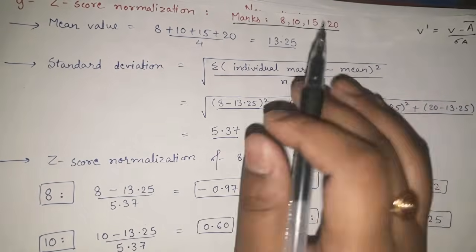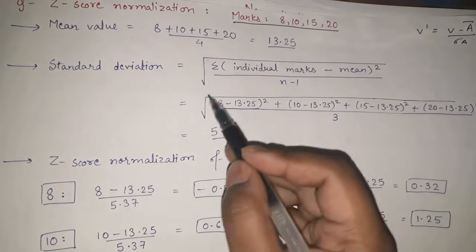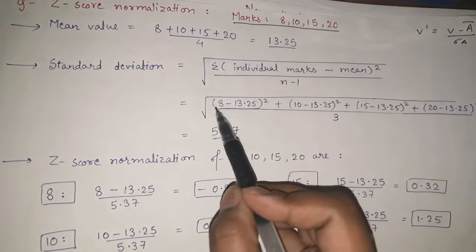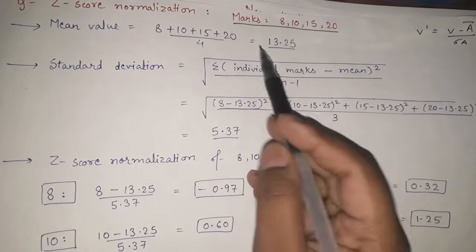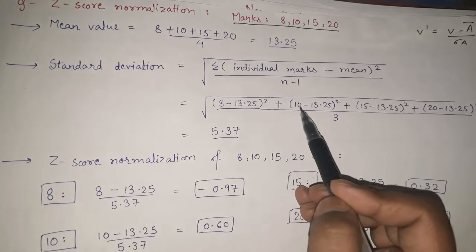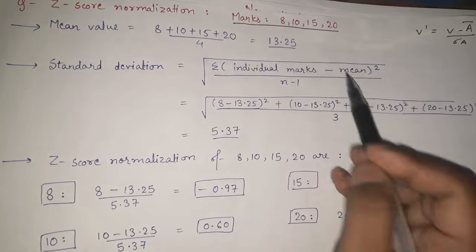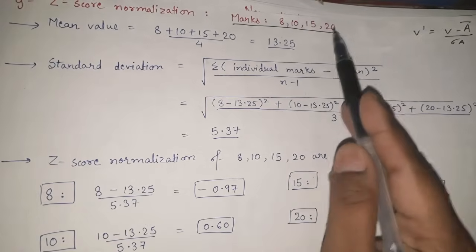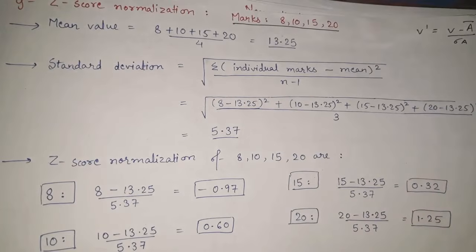It is that simple. So let's see how to do it. Square root of individual marks, that means this 8, 10, 15, 20. So 8 minus the mean value whole square, plus 10 minus the mean value whole square, plus 15 minus the mean value whole square, plus 20 minus the mean value whole square.